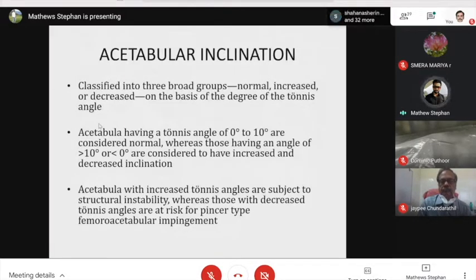Acetabula having an angle of 0 to 10 degrees are considered normal, whereas those having an angle of greater than 10 degrees or less than 0 degrees are considered to have increased or decreased inclination. Acetabula with an increased angle are subject to structural instability, whereas those with a decreased angle are at high risk of femoroacetabular impingement.